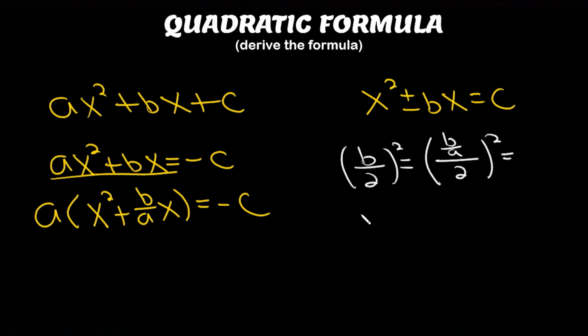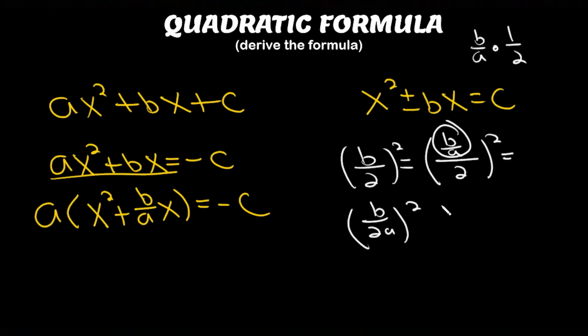This will be equal to, well, what do we get here? Now remember, keep, change, flip. This stays the same. I'm dividing, and it's a 2. So it's really b over a, change it to multiplication, and then 1 over 2. Okay, that's what's actually going on here. So you're going to be left with b over 2a, so b all over 2a, and we still have to square it. And this will be equal to b squared all over 4a squared.